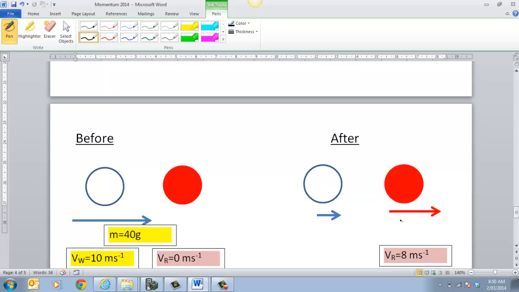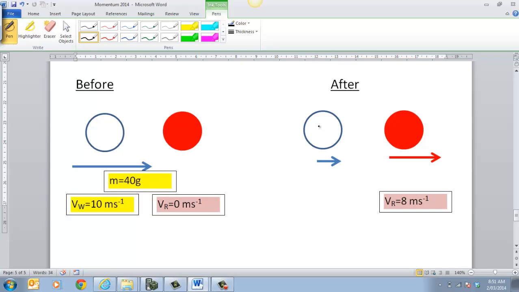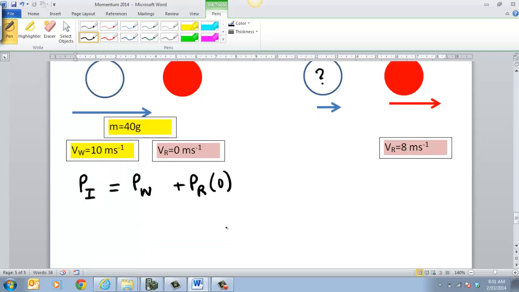But we're saying there's no spin here, and what you've done is you hit the red ball and the white ball goes off at a certain speed and the red ball goes off at a certain speed. Alright, so in this question we want to find what speed the white ball goes off at. Obviously it's a straight collision there. So again, the red ball is stationary, so it's got no momentum. The initial momentum of this system is going to be the momentum of the white ball plus the momentum of the red ball, but we know this is in fact equal to 0. So really it's just the momentum of the white ball.